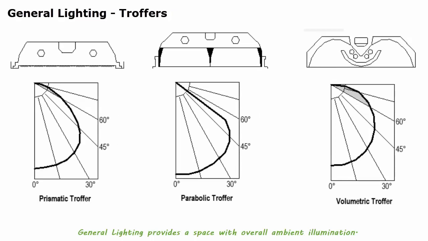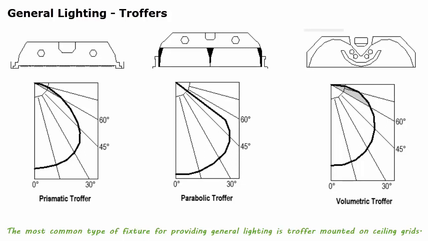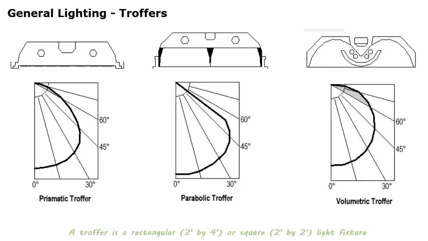General lighting provides a space with overall ambient illumination. The most common type of fixture for providing general lighting is the troffer mounted on ceiling grids. A troffer is a rectangular or square light fixture that fits in a modular lay-in ceiling grid. There are 3 common troffer lights: prismatic, parabolic, and the newer volumetric.